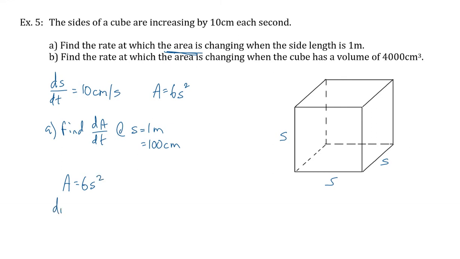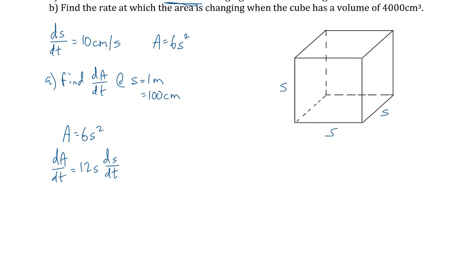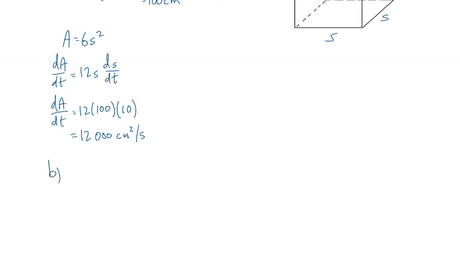Take the derivative, dA by dt, 12s ds by dt. Do I have ds by dt? Yes. Do I have s? Yes. I'm looking for dA by dt. Done. 12,000 centimeters squared per second. B. So on a test, you're going to write a therefore statement, and you're going to answer it.